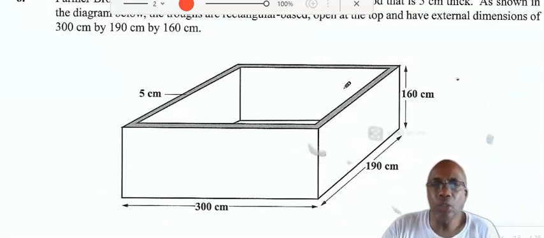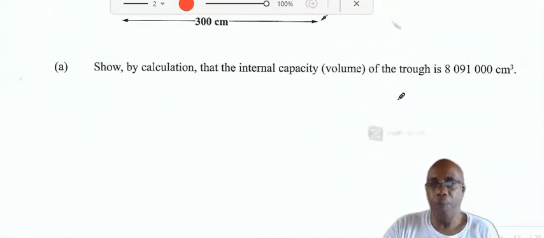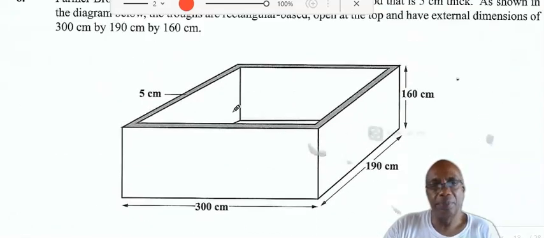So what we need to do, we know that the internal shape is of a cuboid, and the volume is the length by width by height. So we need to find internal length, width, and height and multiply them. And hopefully we are going to get the answer as 8,091,000. So let's do it.